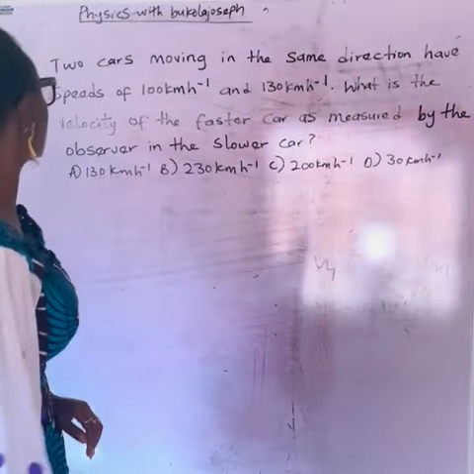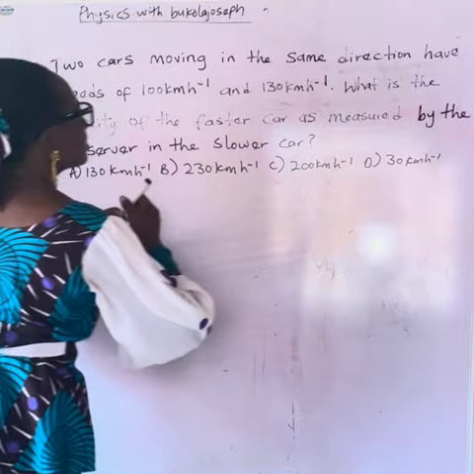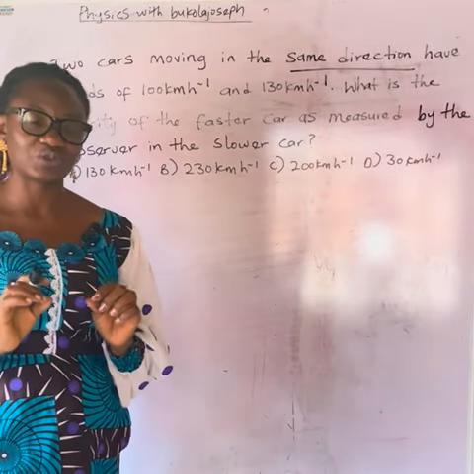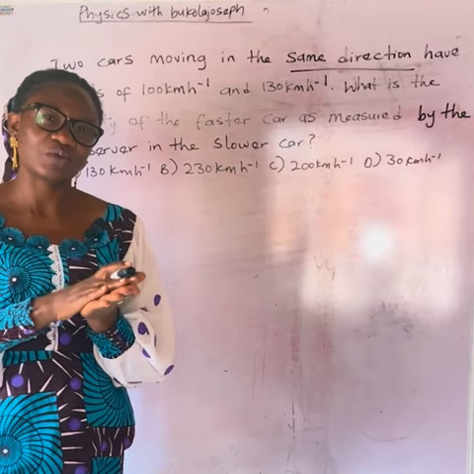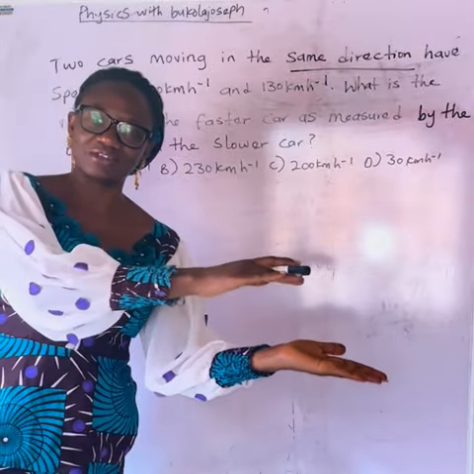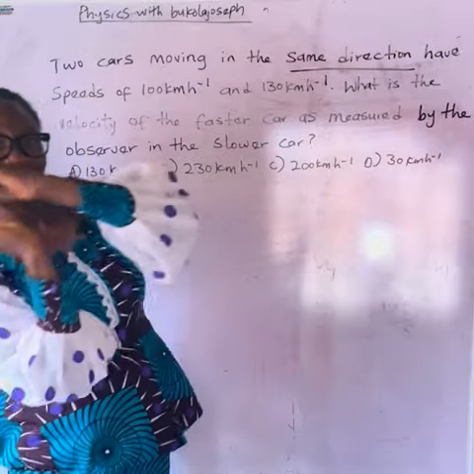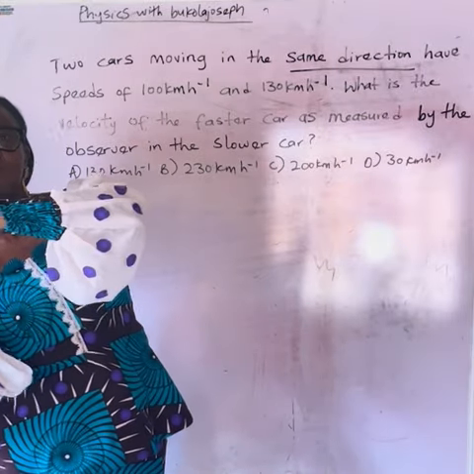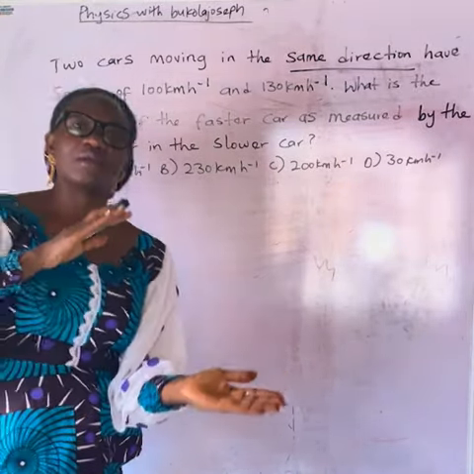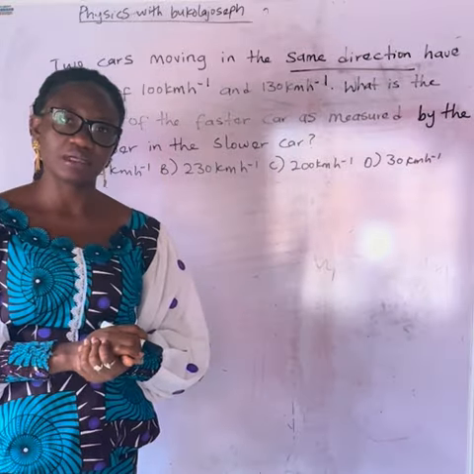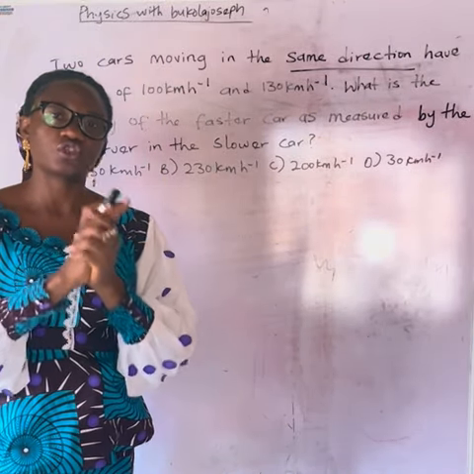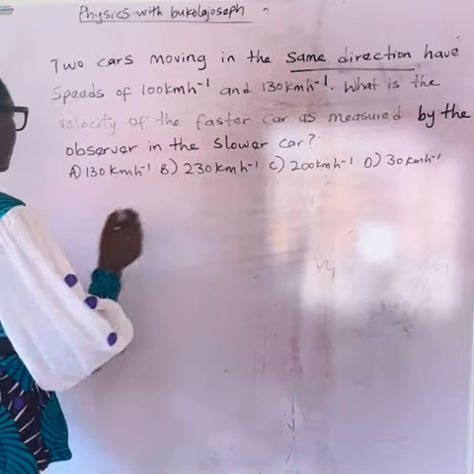All right, let's read the question. Two cars moving in the same direction. I already told you what you need to do. For the same direction, what do we do? They are moving in the same direction, either this way or this way. The two bodies, let's say this is body A, body B, are moving in the same direction. What does that mean? What do we do to the speed? If they are moving in the same direction, we subtract. Okay, so solution.